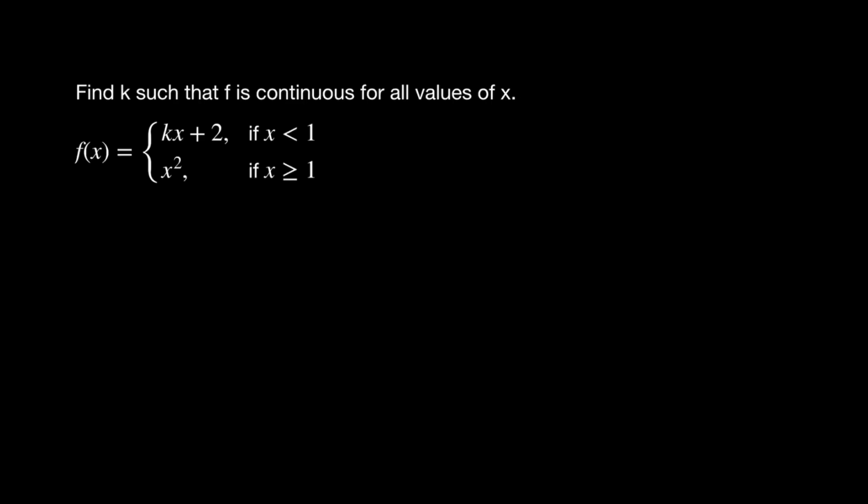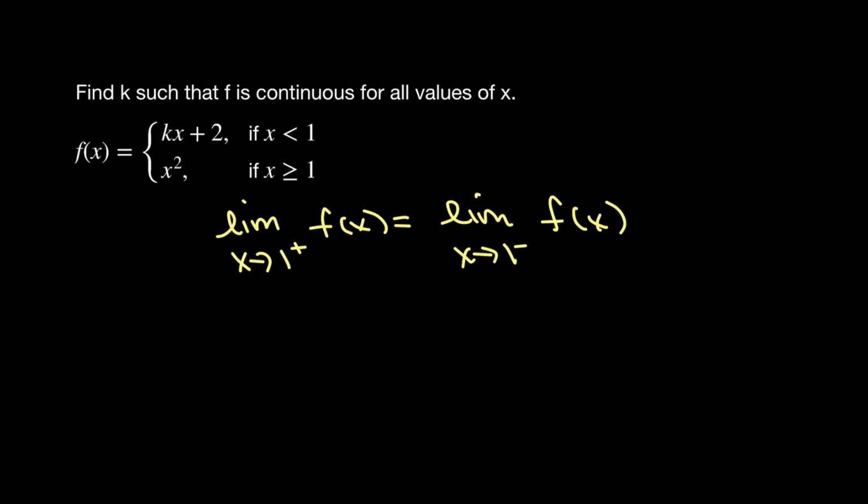All right, here's another example that's a little bit different. Let's see if we can find the constant k so that f will be continuous for all values of x. And I have the piecewise defined function f of x equals kx plus 2 if x is less than 1, and equals x squared if x is bigger than or equal to 1. So for this function to be continuous, the right and the left limits have to be the same. So when I approach x equal 1, from the right and from the left, I have to get the same number.